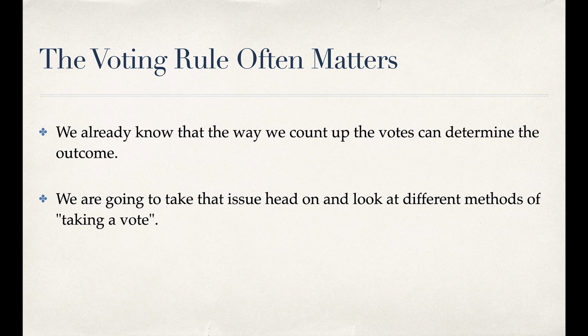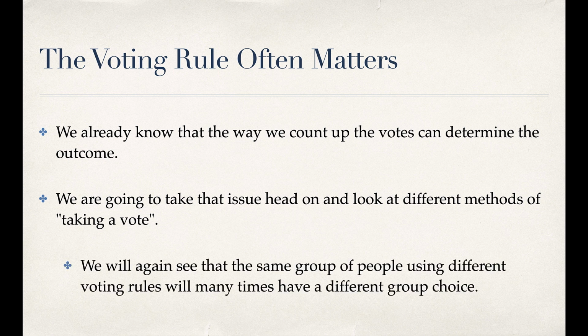So we'll talk about why sometimes these voting rules may give us all the same answer and why sometimes they don't. We'll talk about that as we go. So we're going to see that for the same group of people. I'm going to basically put up a group of people, tell you what their preferences are, and then we're going to use different voting rules to aggregate those preferences into a group choice.